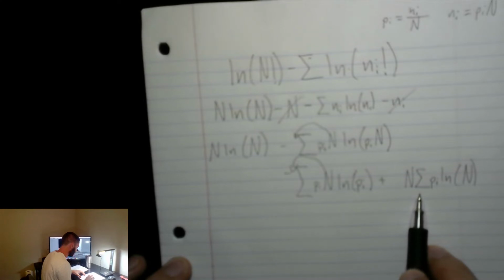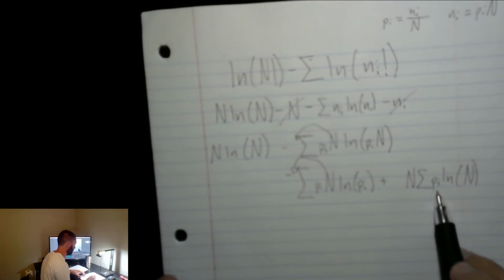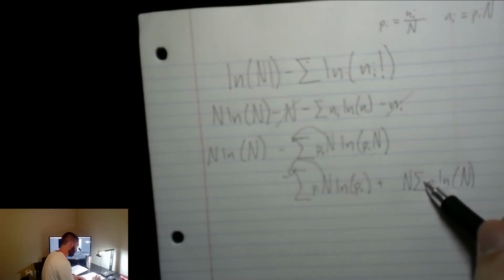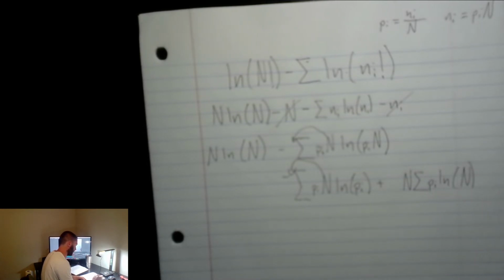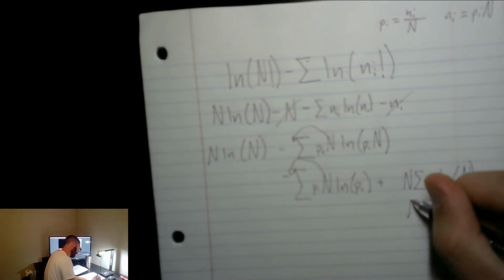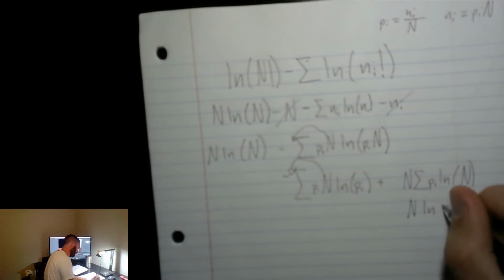Now, if we take a look at this term here, we have the number of total students times the summation of the probability of each grade distribution times the natural log of the number of total students. And the summation of a probability is just going to equal 1, because by the definition of probabilities the total probability is 1. So this term can actually simplify to big N times the natural log of big N.